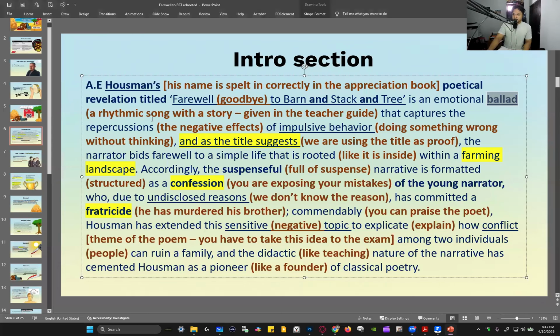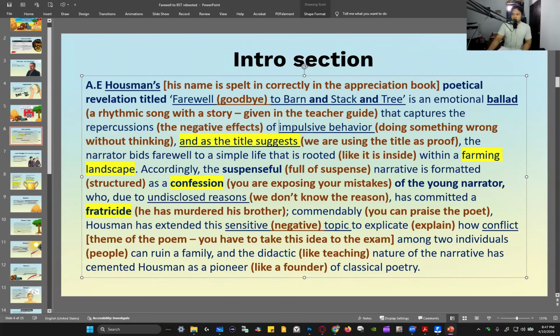What do you mean by a ballad? A ballad is a traditional narrative. Yes, Ilma? There is a story inside the poem. And it is also rhythmic. There is also a rhythm. So what do you mean by a ballad? A rhythmic poem with a traditional background. So, an emotional ballad that captures the repercussions of impulsive behavior.